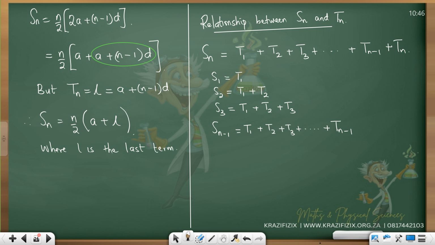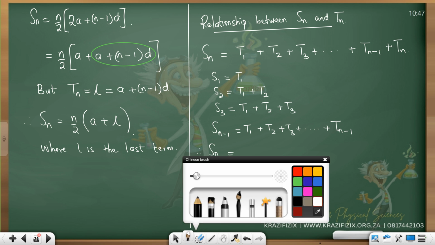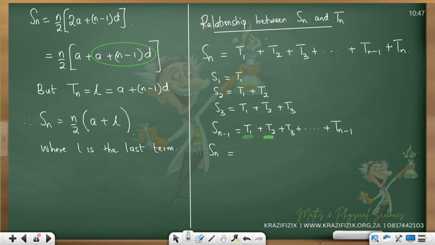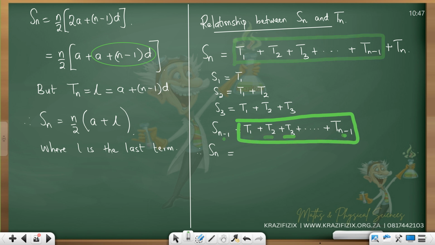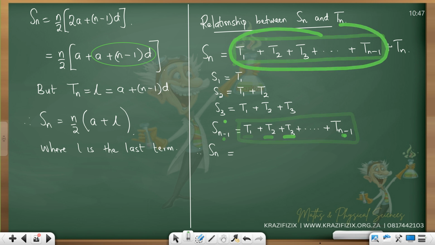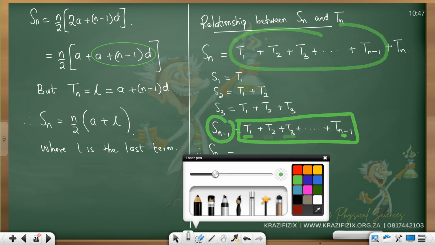Okay, we're getting somewhere now. Can I then conclude to say, therefore, Sn can be written as, let's do maths. Please watch this, don't get confused. T1, T2, T3, up to that. Do you notice that it is exactly what I have here? So instead of writing this whole story, I could just write S(n minus 1).